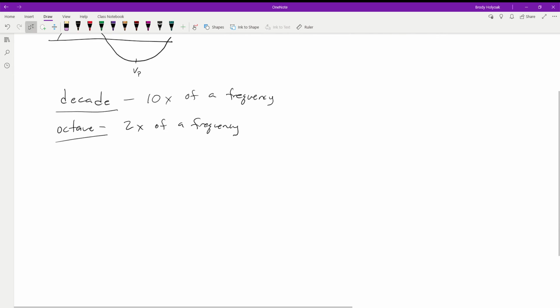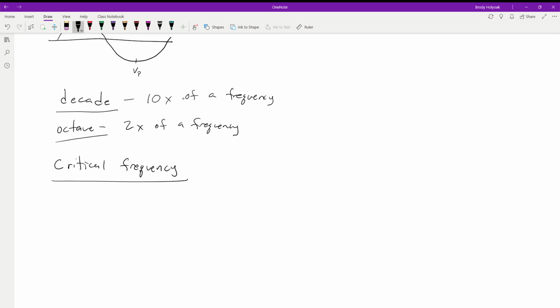One of the next terms we have to understand is a critical frequency. Our critical frequency is designated by an F with a subscript of C on it. F is our frequency, and the little c tells us this is our critical frequency. This is the frequency at which our reactance value is equal to our resistance value. This is also called the half power point.